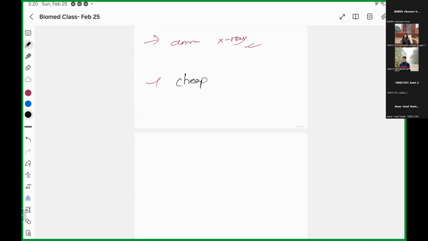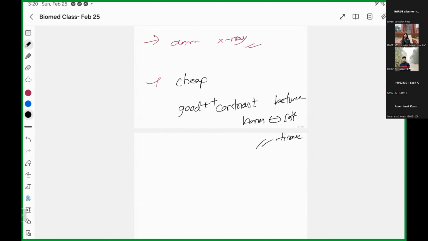It is probably within 1,000 taka. So it is very cheap, and it also provides excellent contrast between your bones and the soft tissues. So when you are doing a chest X-ray and you have some problems, you can very easily identify this difference.